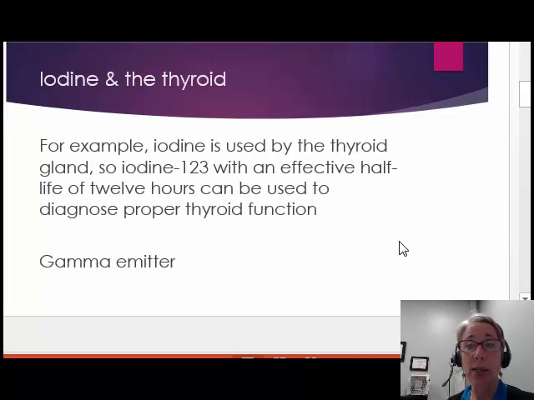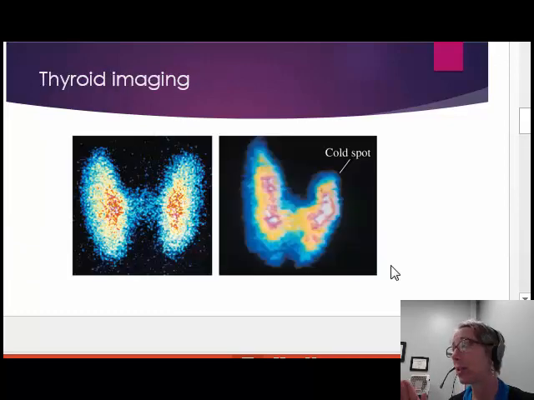As an example, iodine concentrates in the thyroid, so iodine 123, with an effective half-life of 12 hours, is useful for diagnosis of thyroid functionality. This isotope is a gamma emitter, so its radiation will travel over a long range. These images of a thyroid obtained through the use of an iodine 123 tracer are shown on the slide.